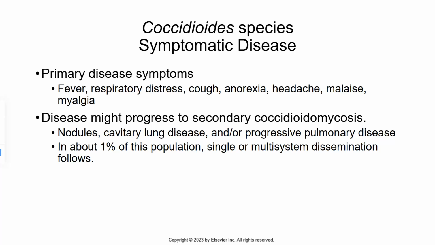Primary disease symptoms would be fever, respiratory distress, cough, anorexia, headache, malaise, and myalgia. Disease might progress to secondary coccidioidomycosis, which causes nodules, cavitary lung disease, and other progressive pulmonary disease. In about 1% of this population, single or multi-system dissemination follows.